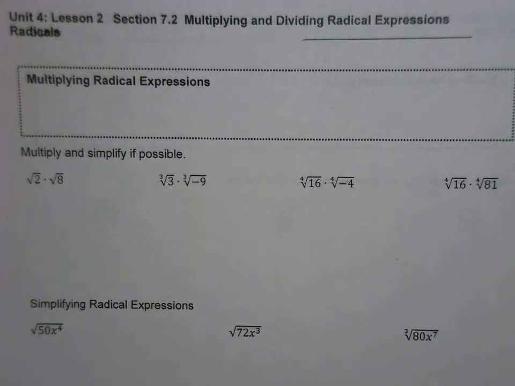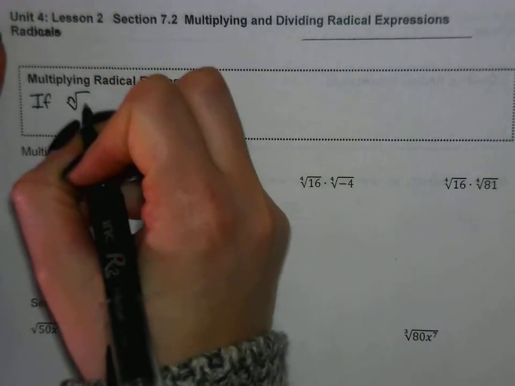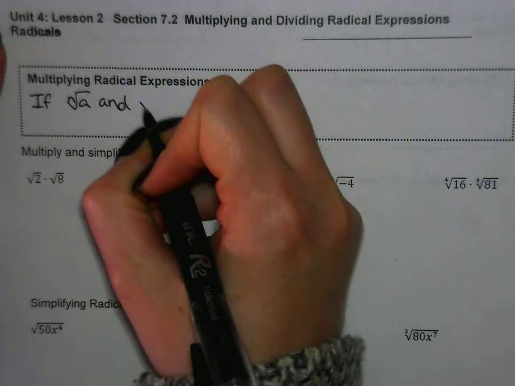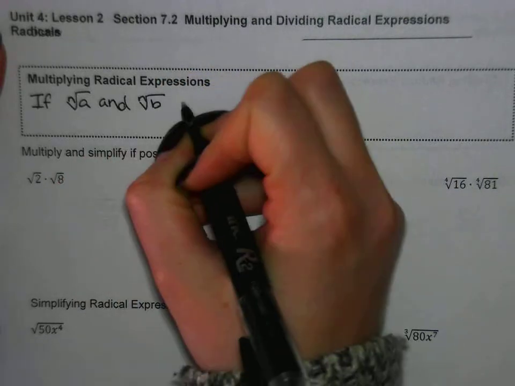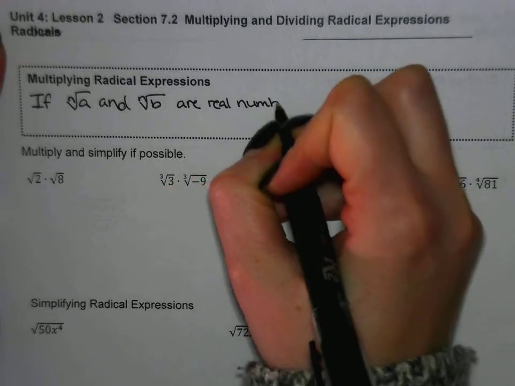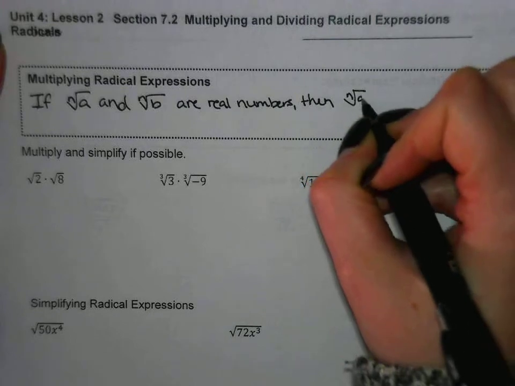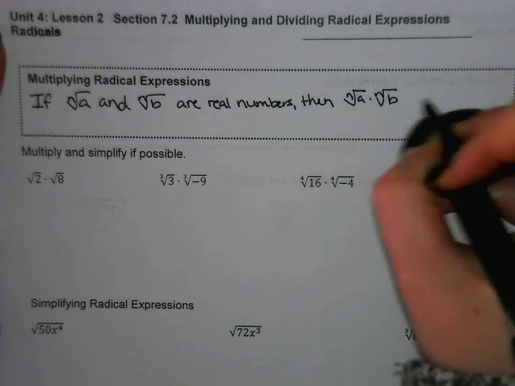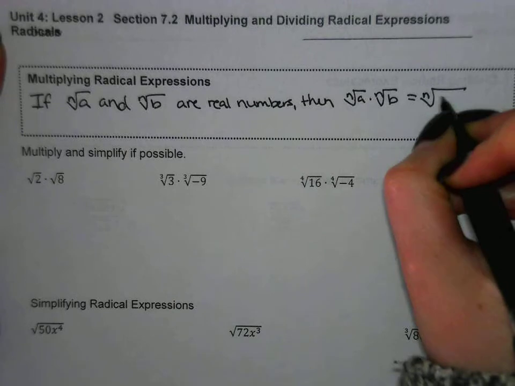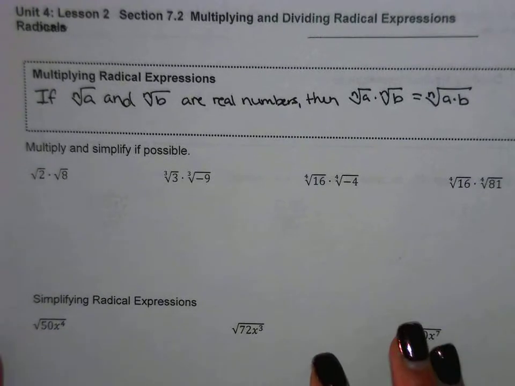Today we're going to be looking and working with multiplying radical expressions. If the nth root of a and the nth root of b are real numbers, then the nth root of a times the nth root of b equals the nth root of a times b. So let's look at some example problems to see how this works.